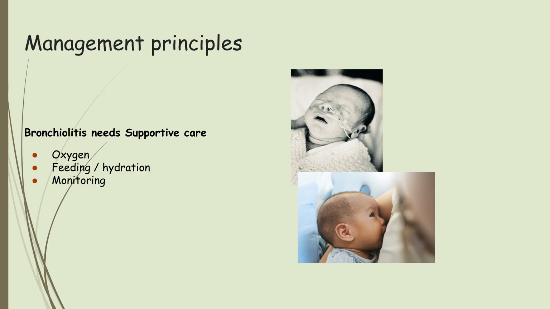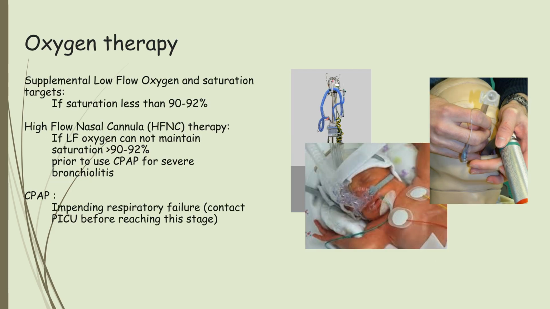The core management of bronchiolitis is supportive care, focusing on oxygen, feeding and hydration, and continuous monitoring. Oxygen therapy starts with supplemental low-flow oxygen to maintain saturation between 90 to 92%. If that is insufficient, high-flow nasal cannula therapy is used. CPAP is reserved for impending respiratory failure, requiring immediate PICU contact.